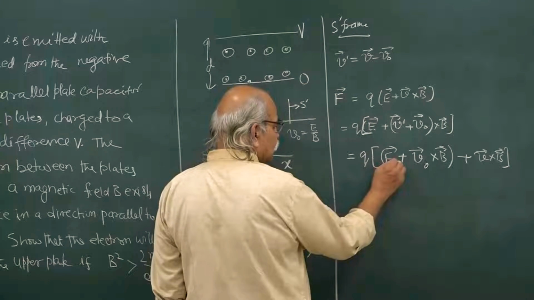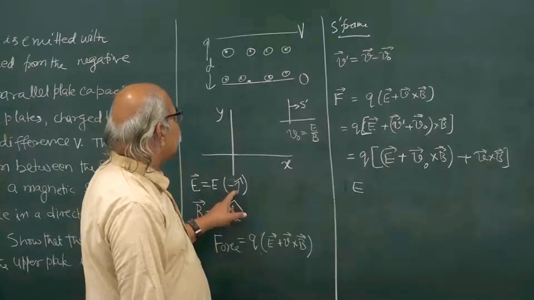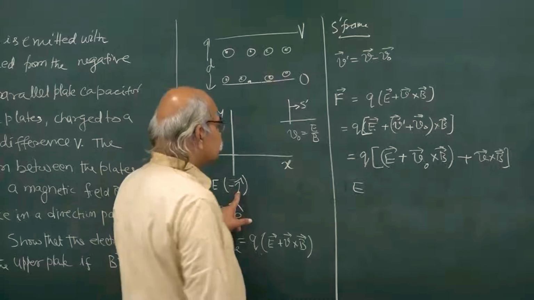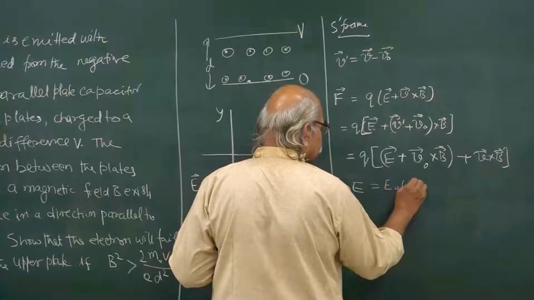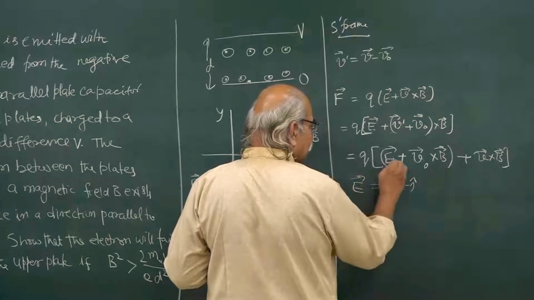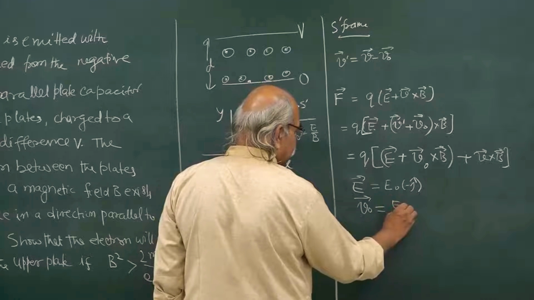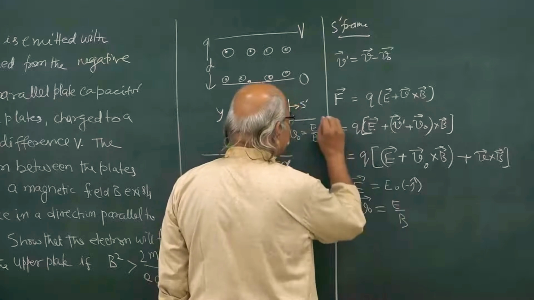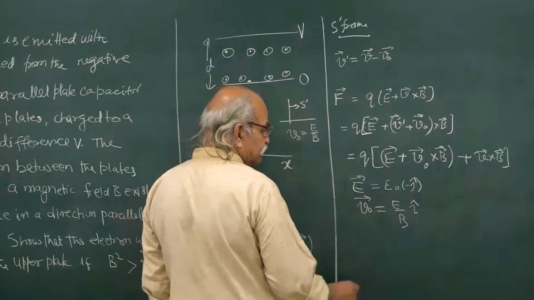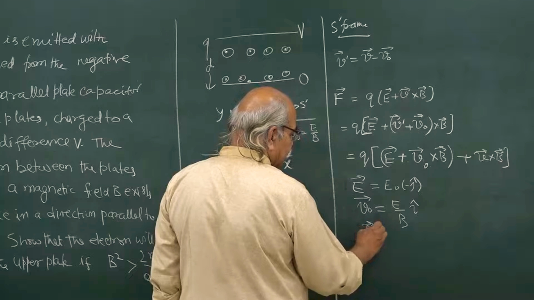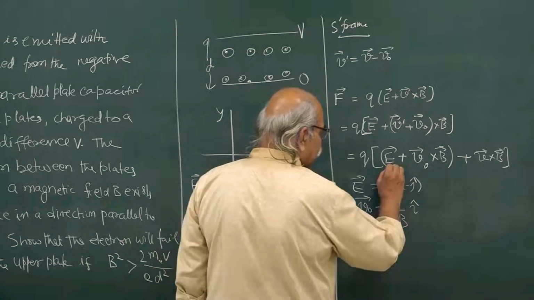This E is what? This E is E in minus j direction. So, E is E naught in minus j direction. V naught is equal to E by B in i cap direction, and then B is in k cap direction. So, let us calculate this quantity.